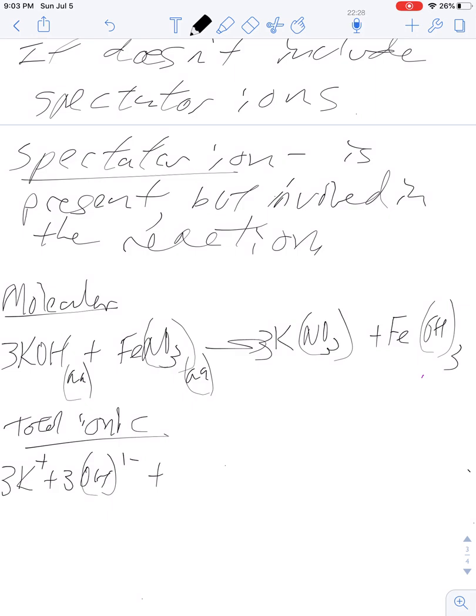What about the iron nitrate? Will that break apart? Well, that's where you memorize Appendix M. And we know that all nitrates are soluble. Oops, I forgot to have my 3 outside there, sorry. And therefore, this will break apart.